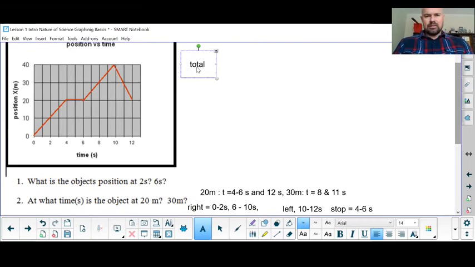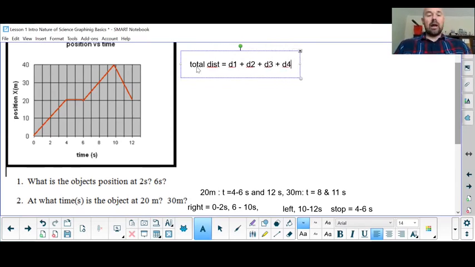Total distance is just equal to the distance in section 1 plus the distance in section 2 plus the distance in section 3 plus the distance in section 4. So however many sections you had, however many steps you take, you just add them all together. Again, you don't worry about whether you're going right or left or up or down. It's just putting those values together.